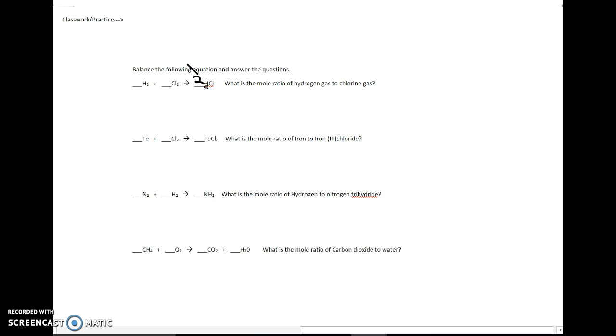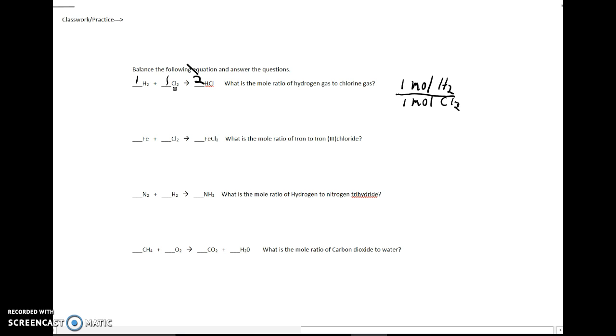So now a mole ratio just shows the relationship between two of those components, in this case hydrogen gas and chlorine gas. When I make my mole ratio, just like a conversion factor, it's 1 mole of H2, and again that 1 comes from the coefficient right here, to 1 mole of chlorine gas. So in this case, our mole ratio is between two reactants, hydrogen and chlorine.